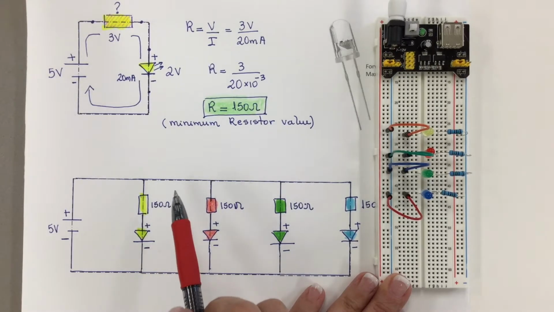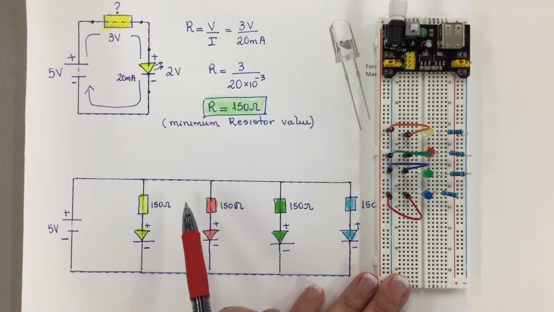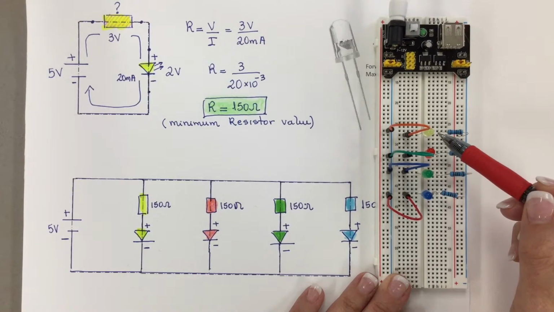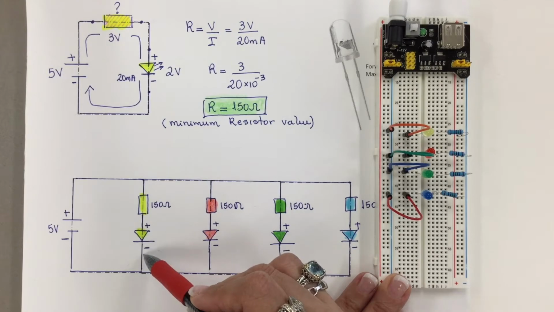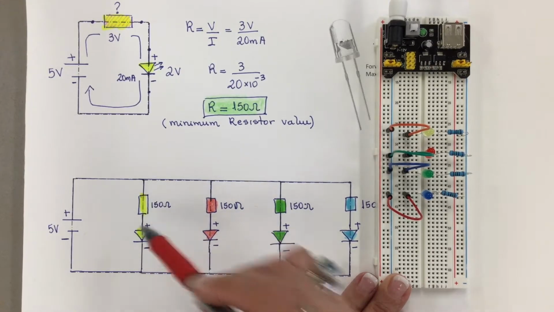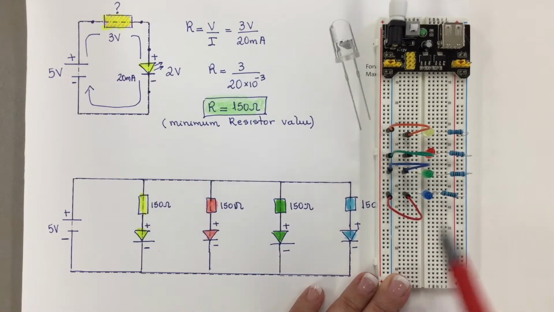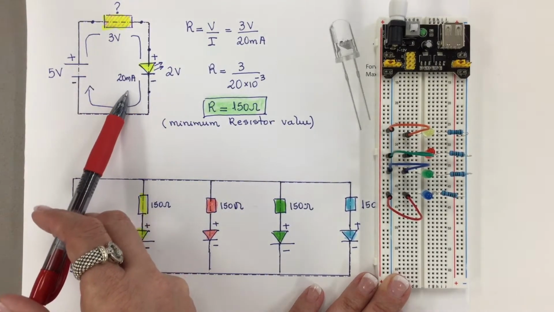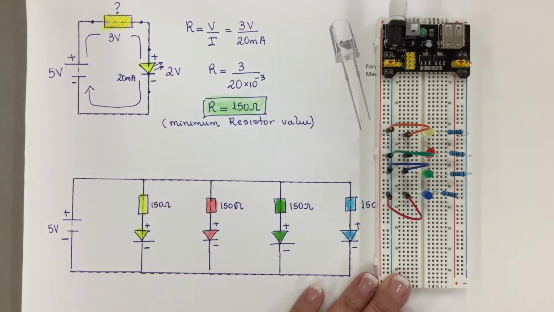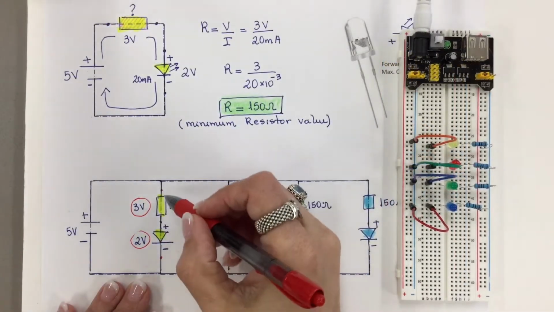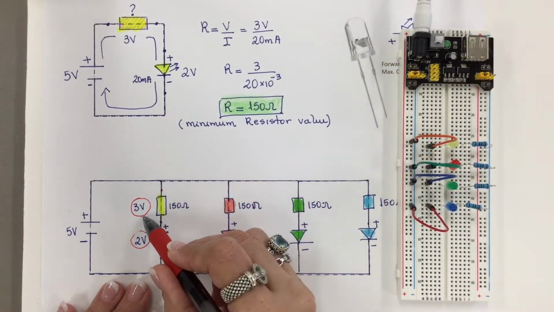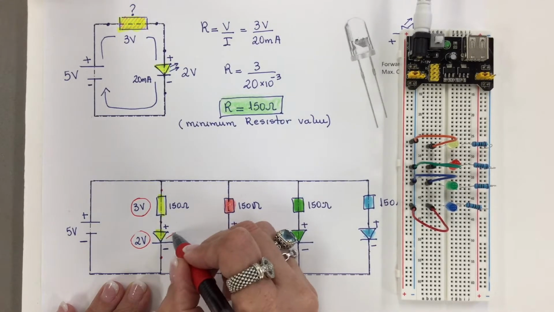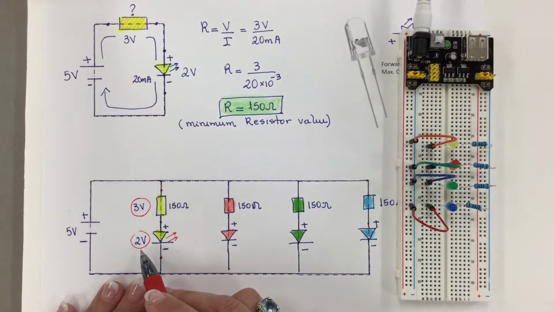In this video, I want to measure the voltage across each LED and resistor to verify if my schematic circuit is correct. The voltage across this resistor is 3 volts, and the voltage across this LED is 2 volts.